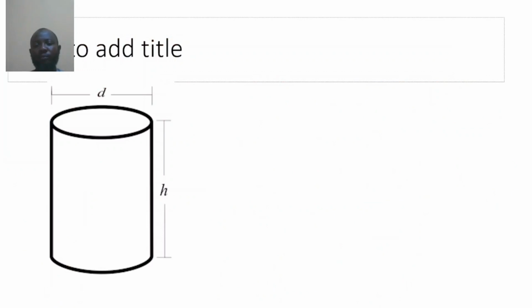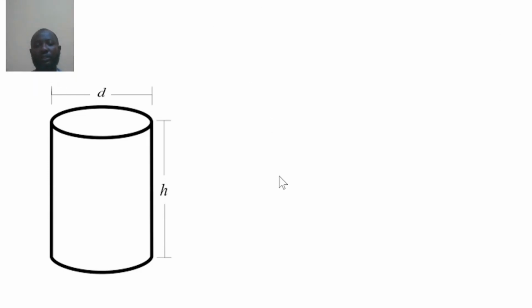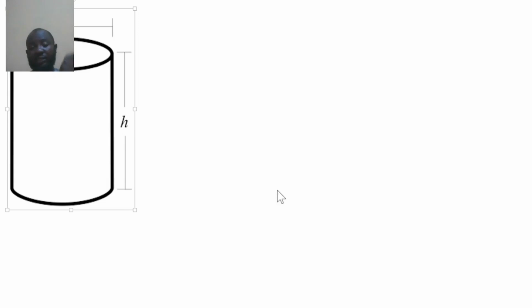Then move to the next one. This is a cylinder. So we want to calculate the surface area of this cylinder. I did a video on this one. You can check the channel to see how the total surface area of a cylinder has been derived. But for the purpose of this, I'll just give you.